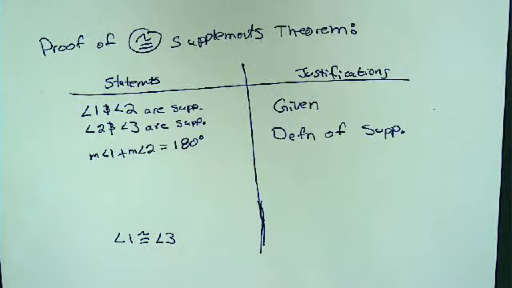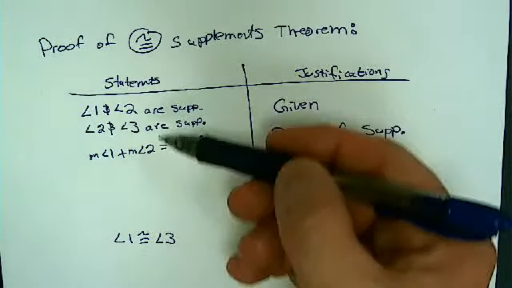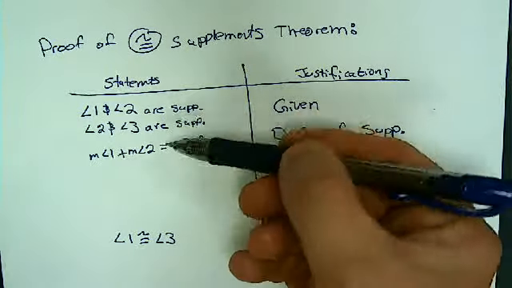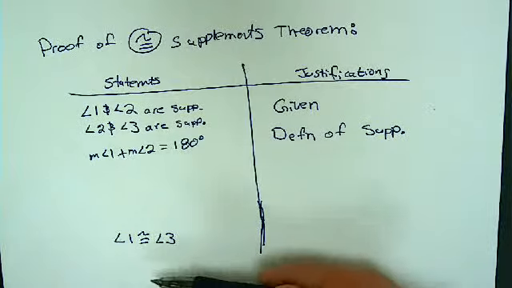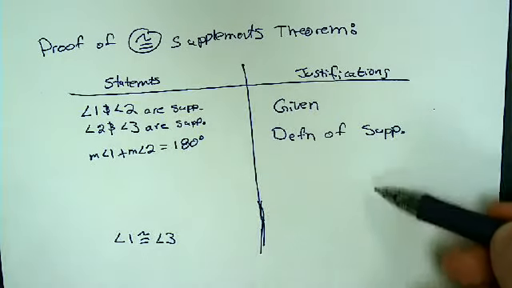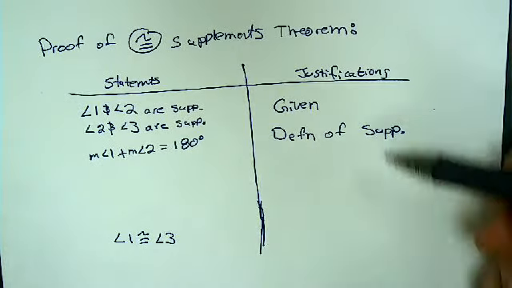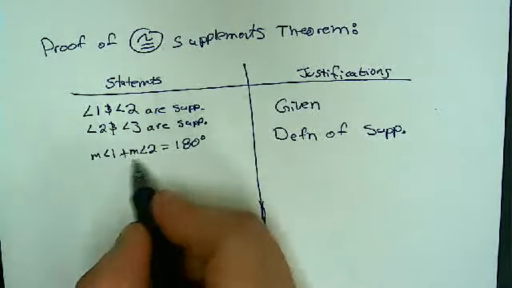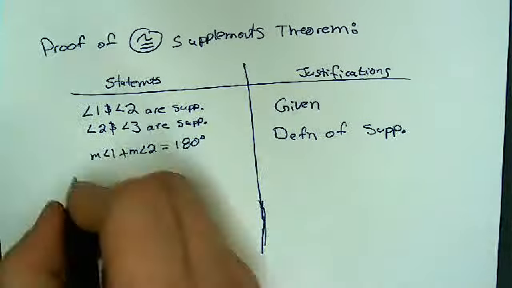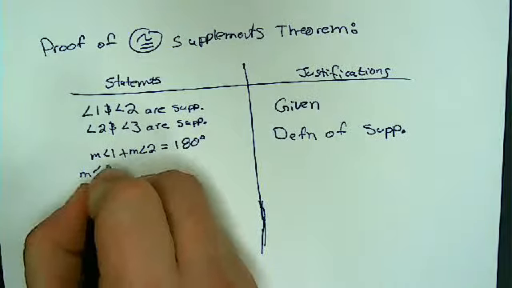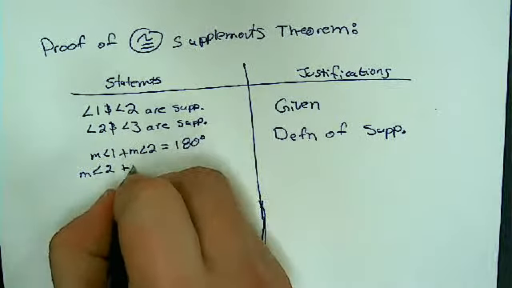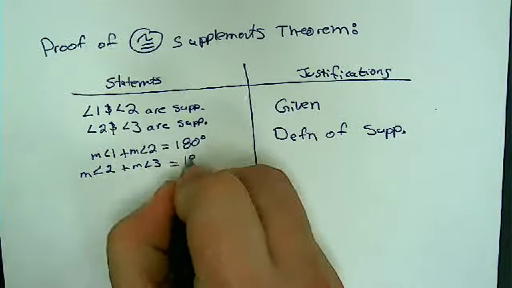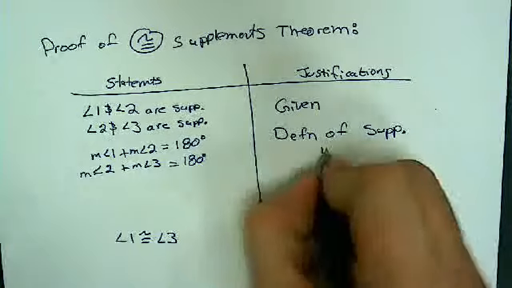Part of the challenge with this is not only are you working through the problem or trying to get from the given to the proof, you're also trying to recall all of these rules and justifications as to why you can do that. Does this also apply for angles 2 and 3? Yeah. So measure of angle 2 plus measure of angle 3 is going to equal 180 degrees. Same justification.